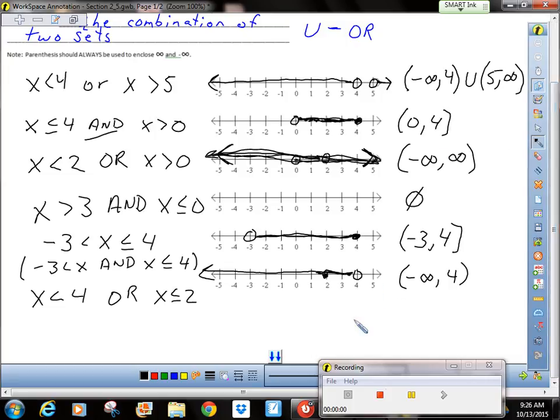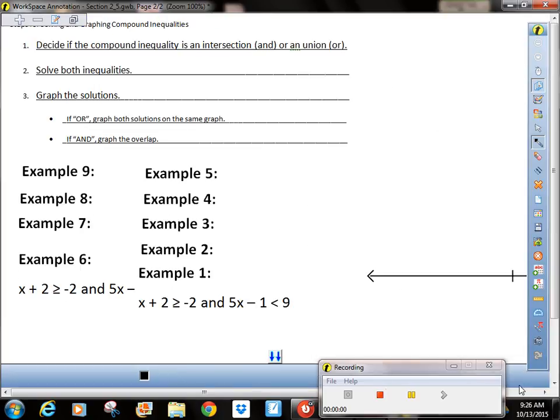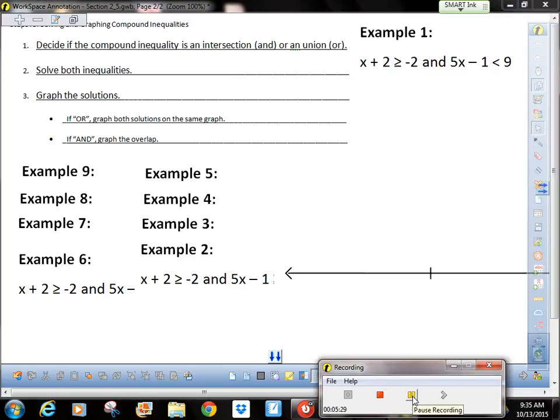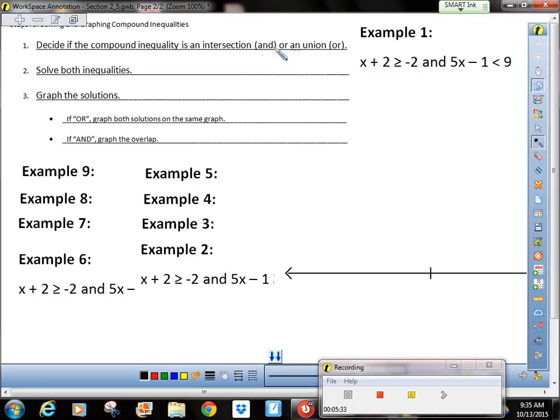Okay, let's do the examples. They can just translate. Decide if it's "and" or "or." This one is "and." So we know it's going to be an intersection.